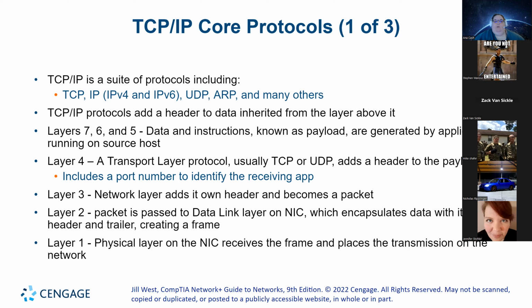Layer 3, the network layer, adds its own header and it becomes a packet. The packet is passed to the data link layer on your NIC, which is your network card, which encapsulates data with its own header and trailer, and then that creates a frame. Then layer 1, which is your physical layer on the NIC, receives the frame and places the transmission on the network.